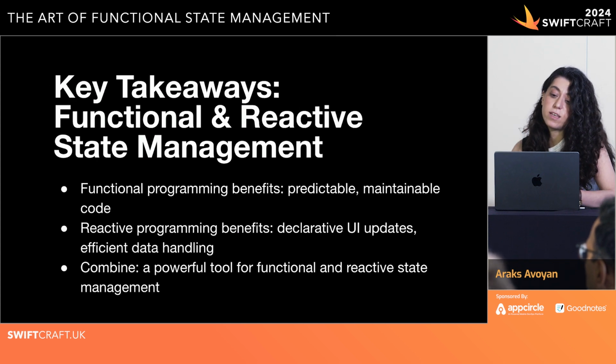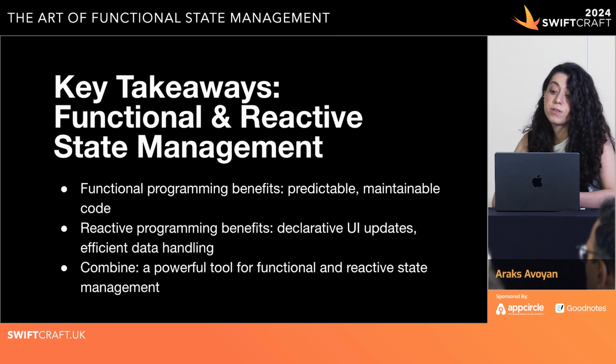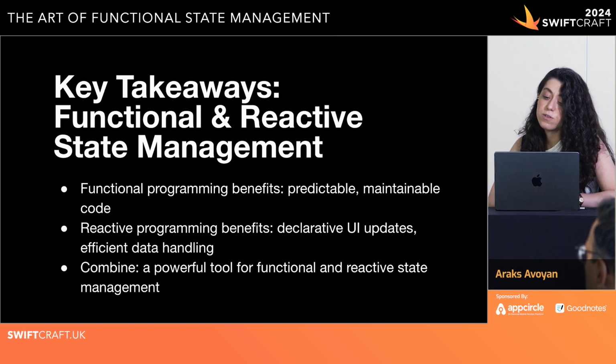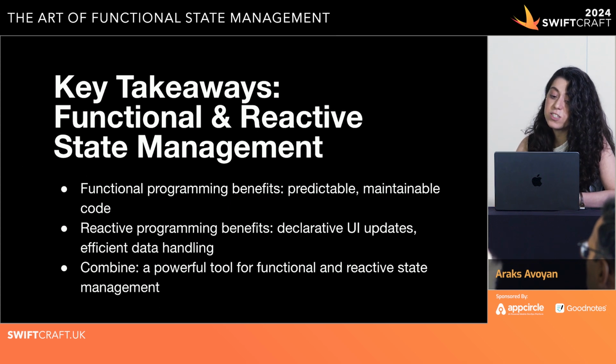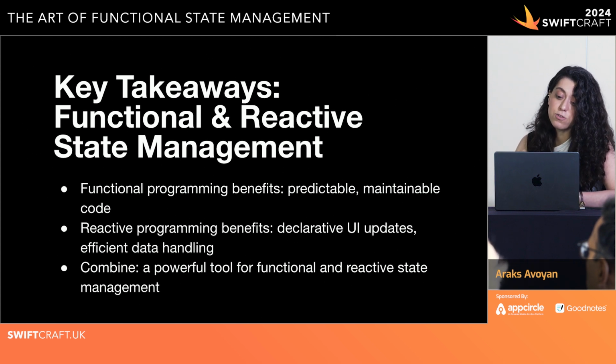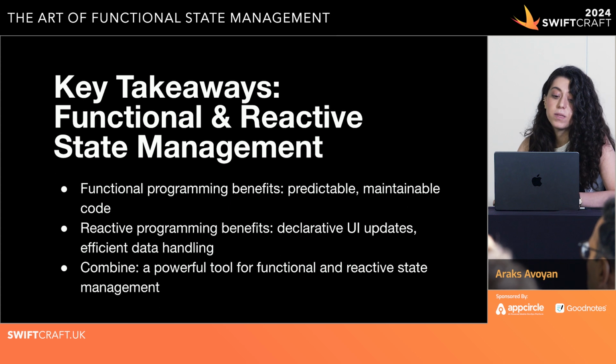Let's recap the key takeaways from today's exploration of functional programming, reactive programming, and their application to state management in iOS apps. We saw how functional programming principles like immutability and pure functions can lead to more predictable and maintainable code. We also saw how reactive programming allows us to manage data streams and UI updates in a declarative way, simplifying how our apps react to changes. Finally, we introduced Combine as a framework that embraces this concept and provides a powerful toolkit for state management in iOS development.